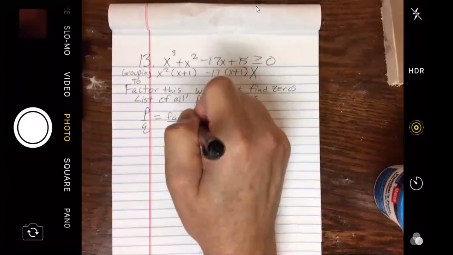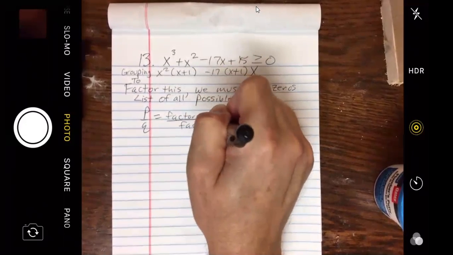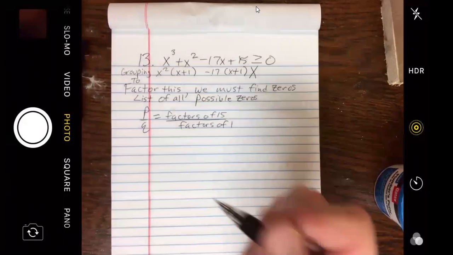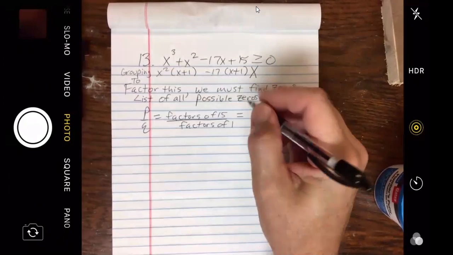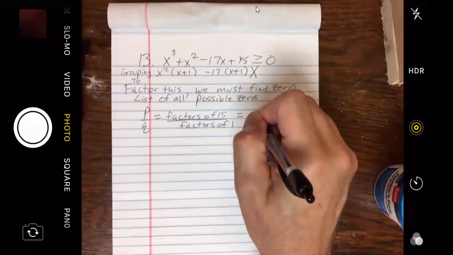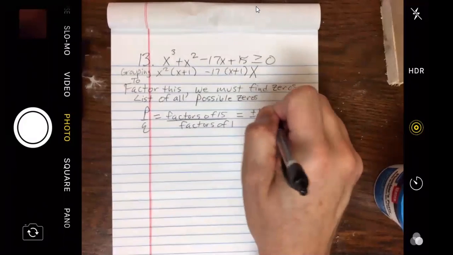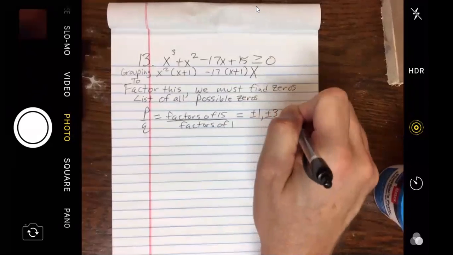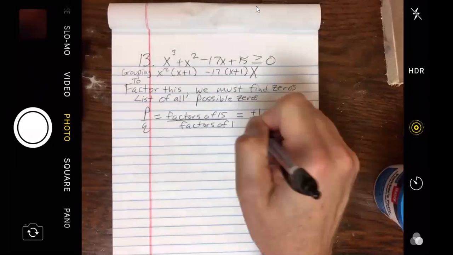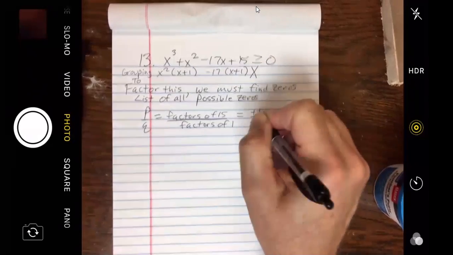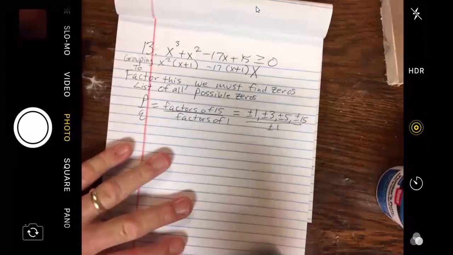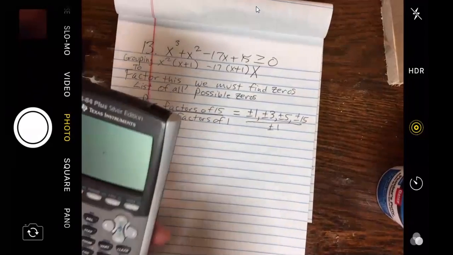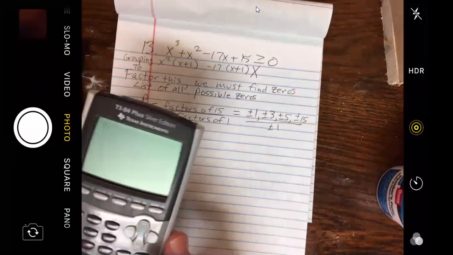over factors of the lead number, which is 1. Well, dividing by 1 isn't going to change anything. So it's really just the factors of 15: plus minus 1, 3, plus minus 5, and plus minus 15. I'll write the plus minus 1, but really, you just have those top numbers, and we're going to hope one of those is a factor. It should be, one of those is a 0.